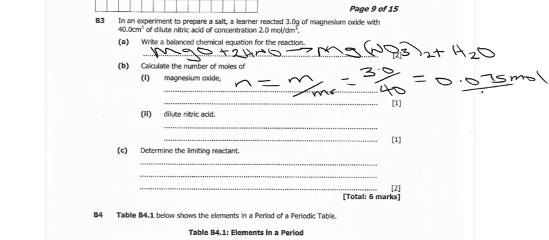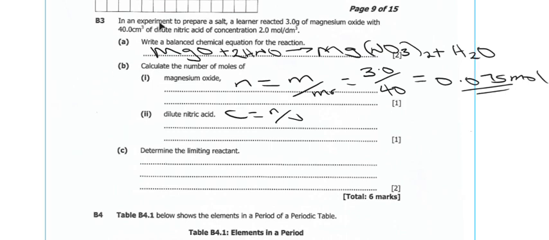Okay, that is done. Then on finding the moles of nitric acid, let's go to the information we have. We have 40 cubic centimeters of dilute nitric acid and also we have its concentration. So here we will use the formula for concentration, and the concentration is found by number of moles over volume.